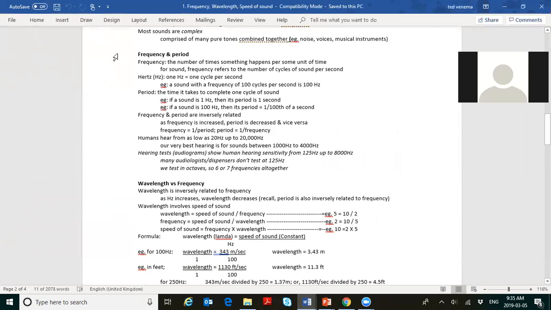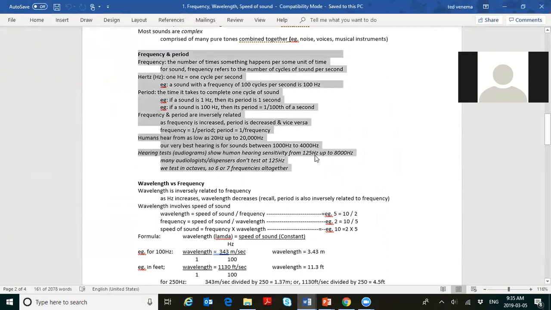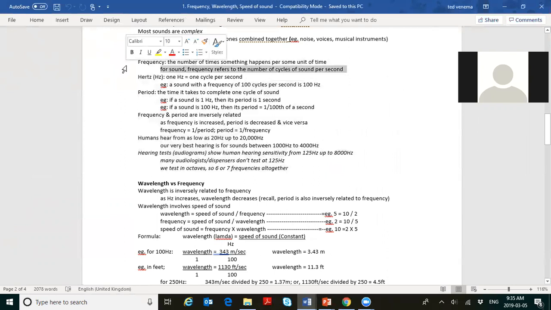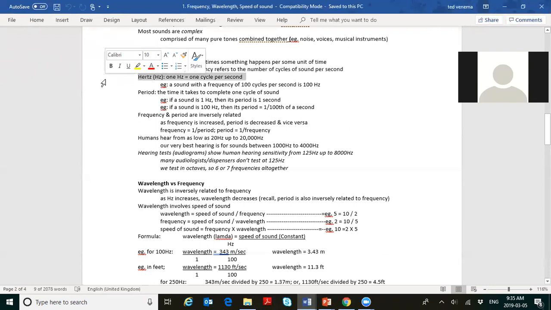Frequency and period. Right there. There's that section to digest right here. Okay? So you're looking at frequency, the number of times something happens per some unit of time. For sound, frequency refers to the number of cycles, the number of compressions and rarefactions per second. Hertz is the moniker we give to it. So a sound with a frequency of 100 cycles per second is 100 hertz.